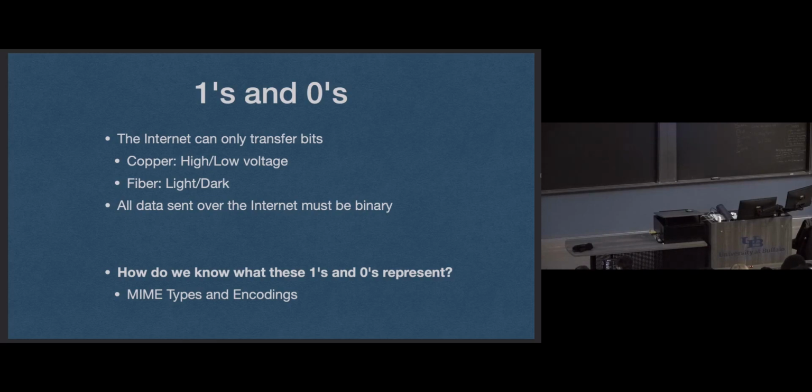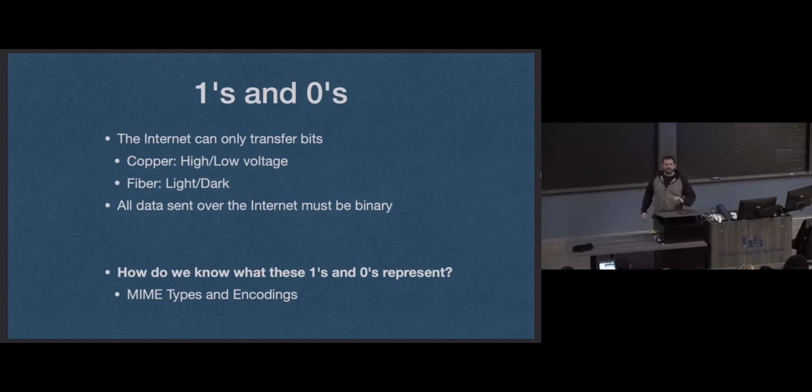And whenever we send something over the internet, it's physical copper cables with high voltage, low voltage. It's fiber optic, light, no light. It's wavelengths that can send ones and zeros. It's all just ones and zeros. Everything is just ones and zeros according to the internet, according to IP, according to the routers of the internet. And it's up to us to make sense of those ones and zeros.